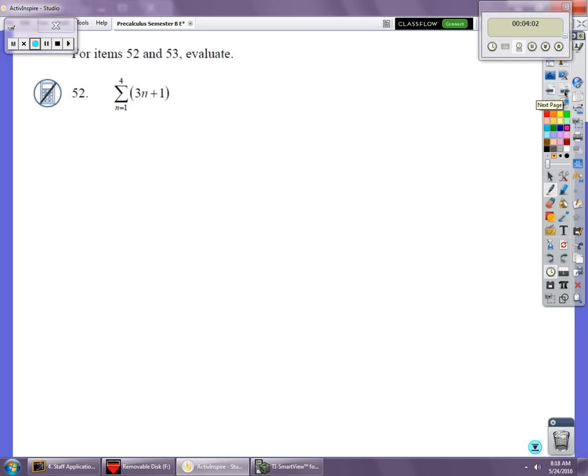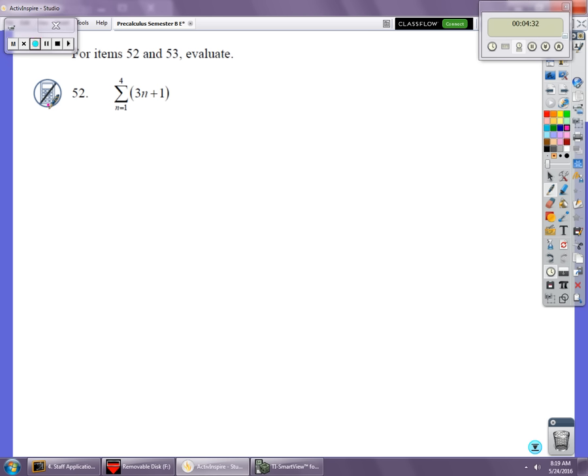Okay, for 52, we are going to find the sum, right? And you can see it's the summation notation from 1 to 4, terms 1 to 4, in the function 3n plus 1. I'm sure there's lots of ways to do this, but the two ways that we've talked about, and again, you notice without a calculator, you can either plug in 1, plug in 2, plug in 3, plug in 4, get those numbers, add them up, move on, okay?